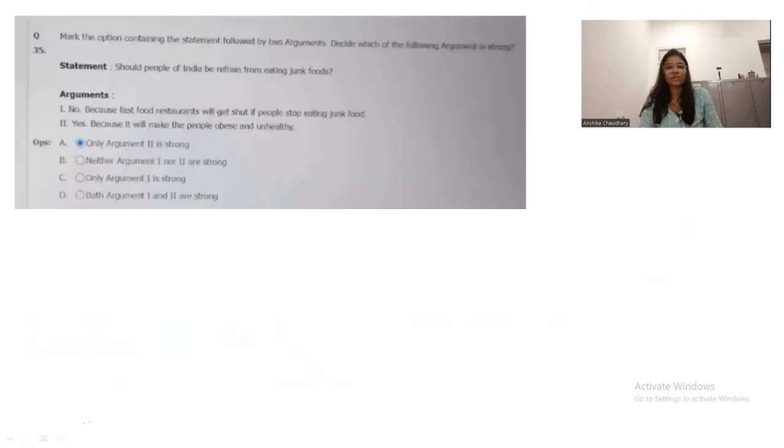So let's move on to the next question. The next question is statement and argument. There is a statement and you have to tell which argument is strong. The statement is, should people of India be refrained from eating junk foods? The arguments: argument one is no, because fast food restaurants will get shut if people stop junk food. Argument two is yes, because it will make people obese and unhealthy. Argument two is stronger than argument one, because here we are talking about our health. Health is wealth. So argument two has much more priority than argument one. So only argument two is strong here. We will mark that. So let's move on to the next question.